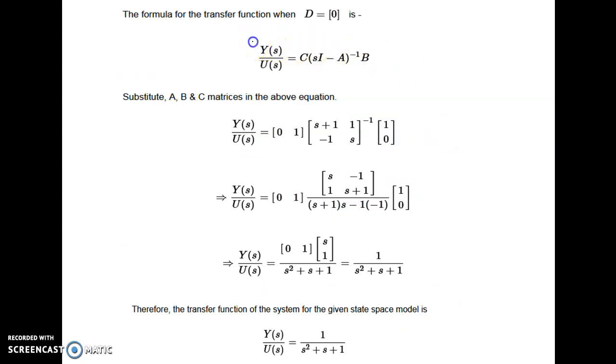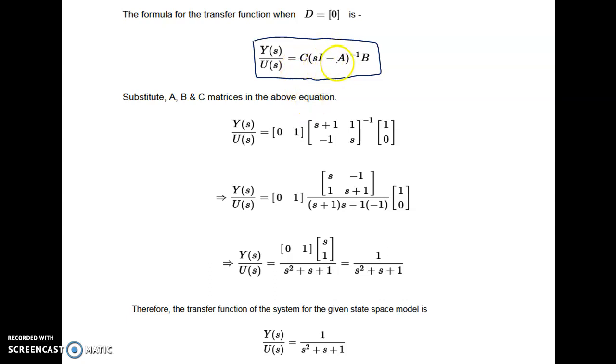As we have already seen the formula, if the value of D is 0, the transfer function is given by the expression Y(s)/U(s) is equal to C (sI minus A) inverse B. Now what we'll do is we will substitute the A, B and C matrices in the above equation.